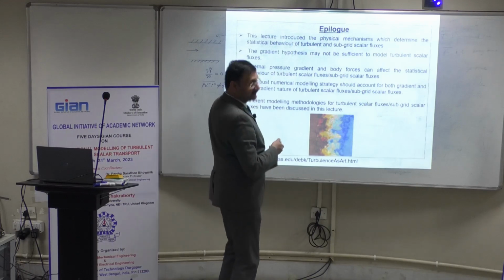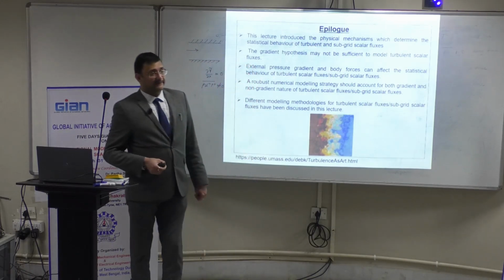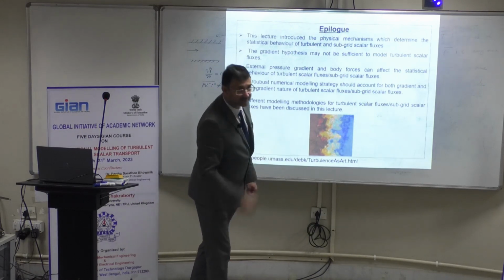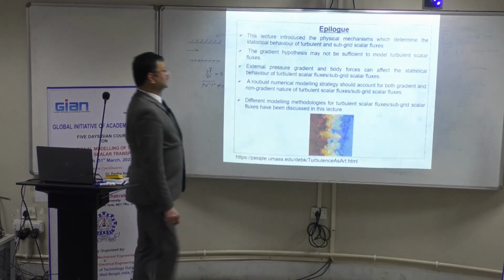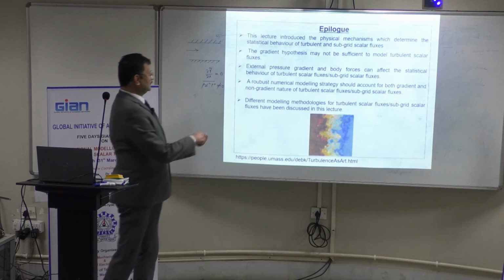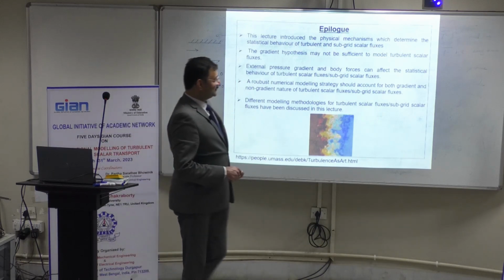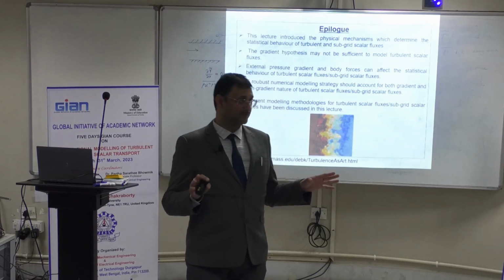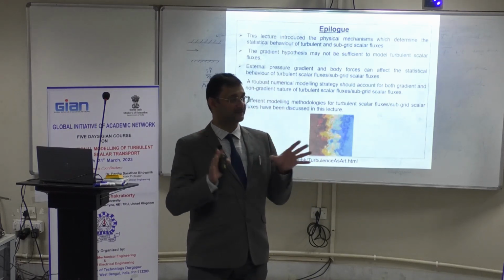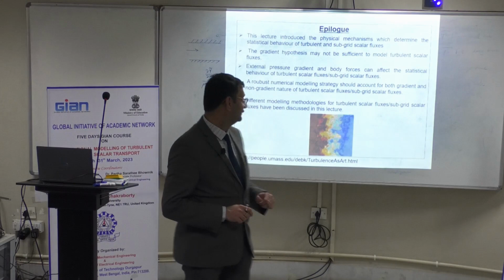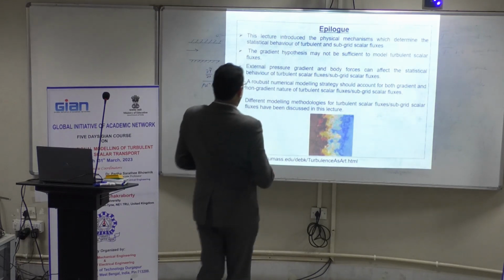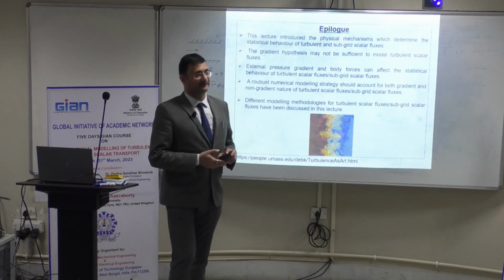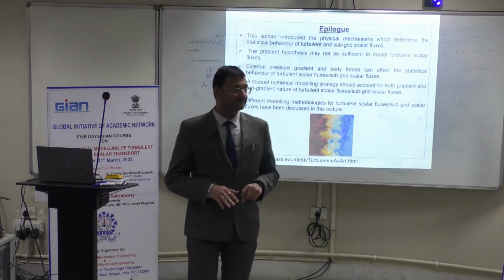External pressure gradient and body forces affect the statistical behavior of scalar fluxes or subgrid scalar fluxes. A robust numerical modeling strategy should account for both gradient and counter gradient possibilities, depending upon the condition we face within your flow. We introduced different scalar flux and subgrid flux modeling strategies.